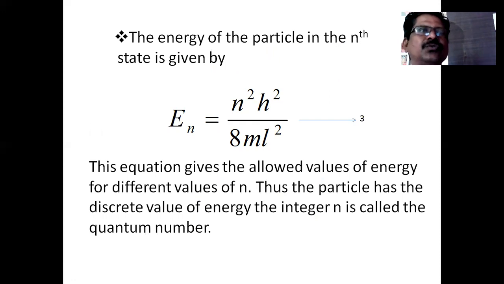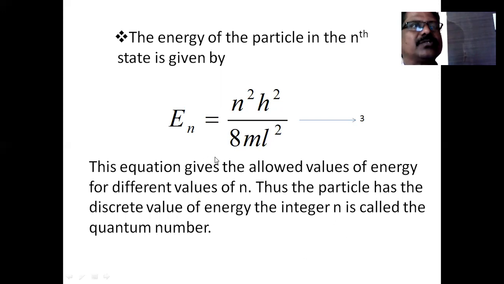Substituting n equals 1, you get the energy of the particle in the first state. That state we call the ground state. Thus the particle has a fixed, discrete value of energy. The integer n is called the quantum number. So each particle has a definite amount of energy for each allowed value of the quantum number.